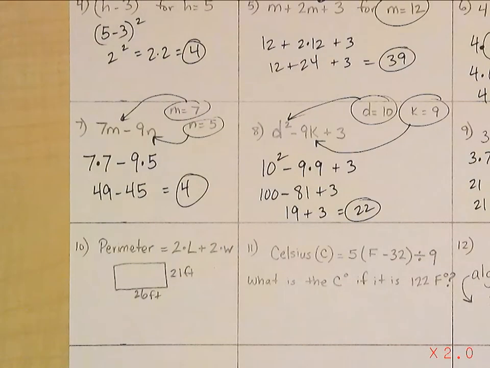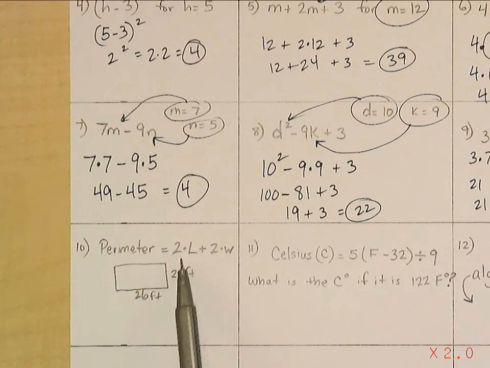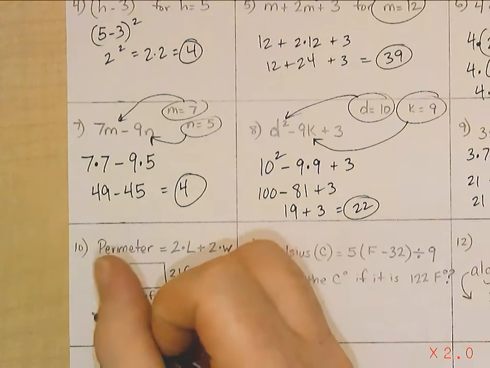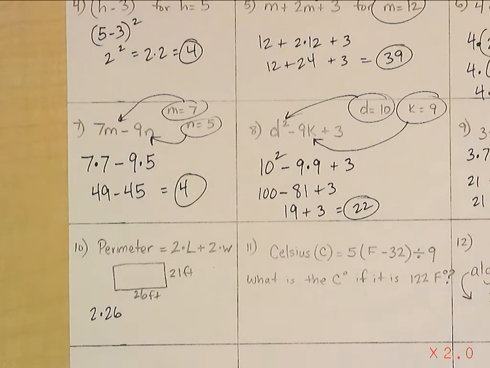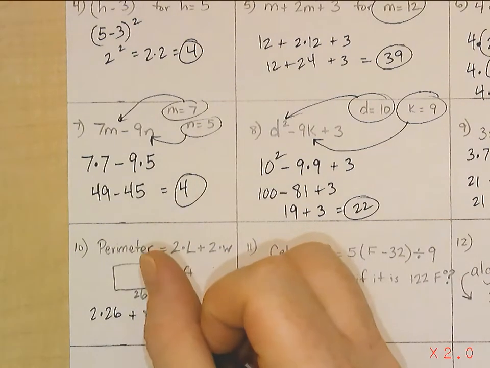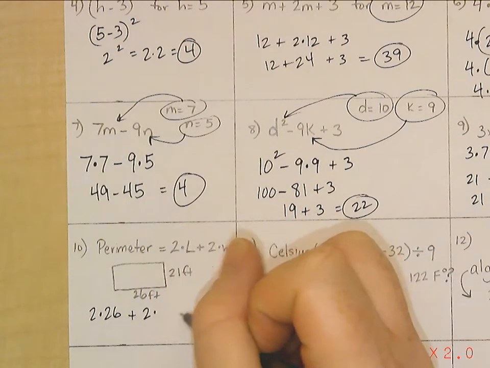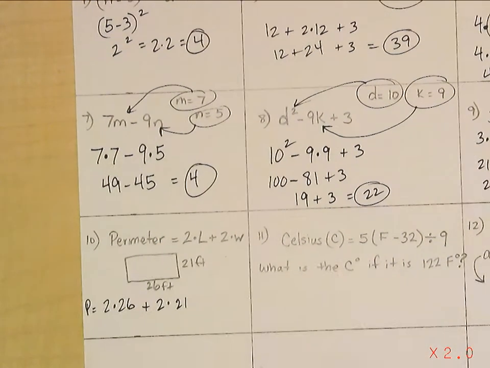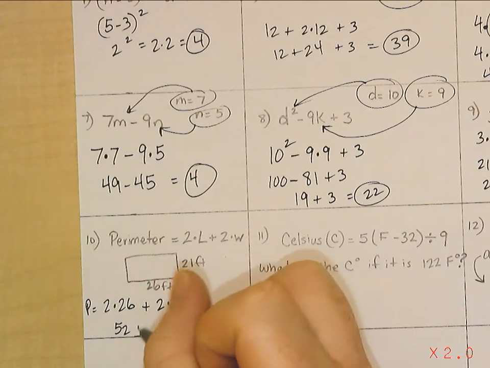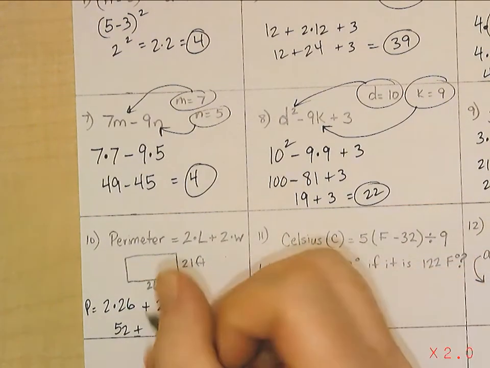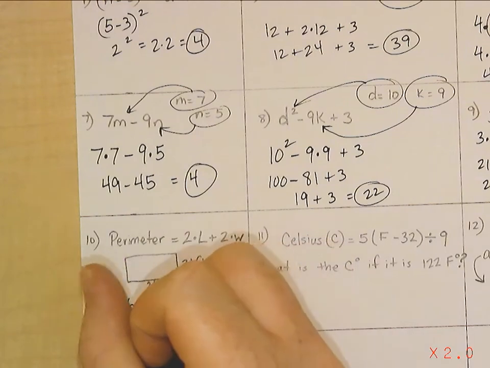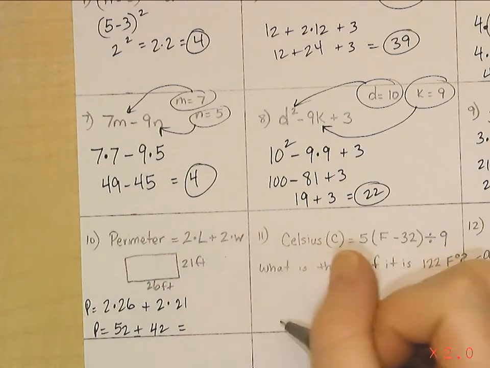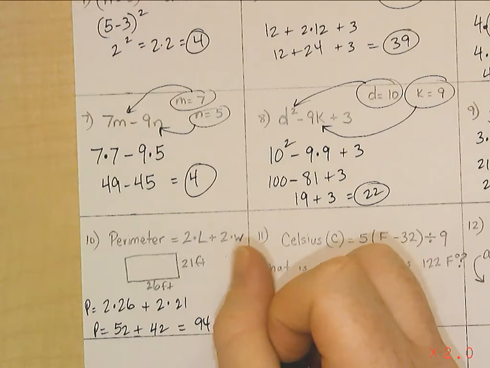The perimeter is 2 times the length plus 2 times the width. So if my length is 26, I put that there, then add 2 times the width to it, and that should be my perimeter. 2 times 26 is 52. 2 times 21 is 42. And then my perimeter is going to be 94 feet.